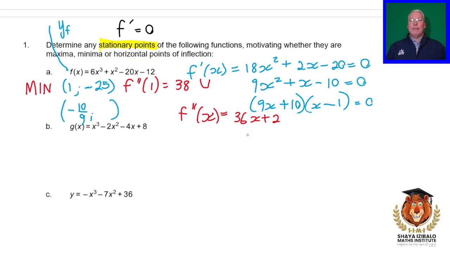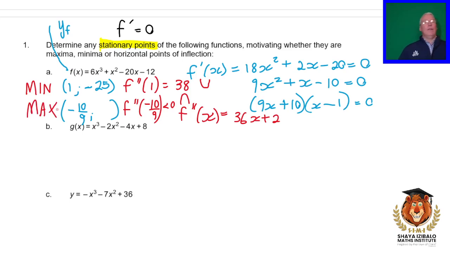If I put negative 10 over 9 in here, I'm not going to work it out exactly, but we can see we're definitely going to get a negative answer. Right, and because it's a negative answer, it means the graph is concave down like a frown, which means that this point is a maximum. So what we are doing, we're using the second derivative to tell us about the nature of our stationary points.